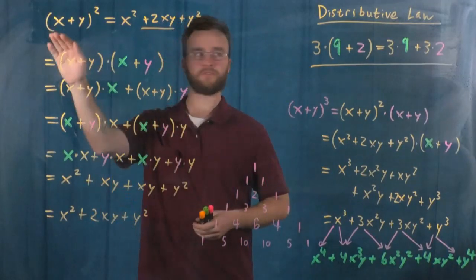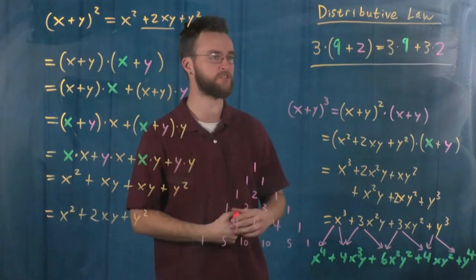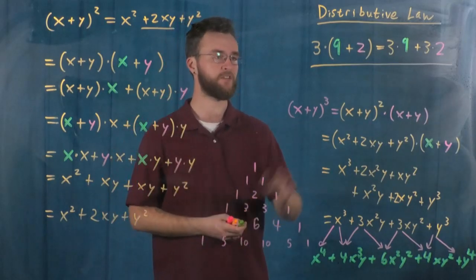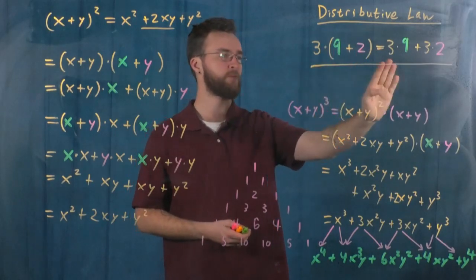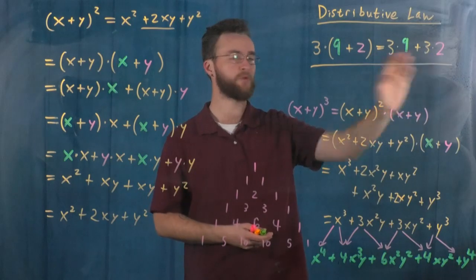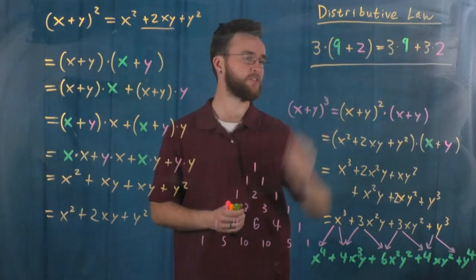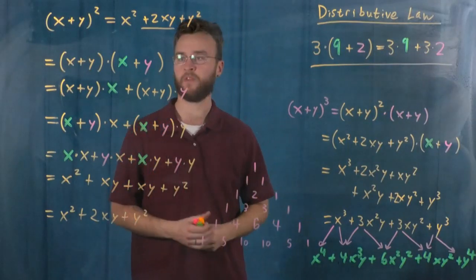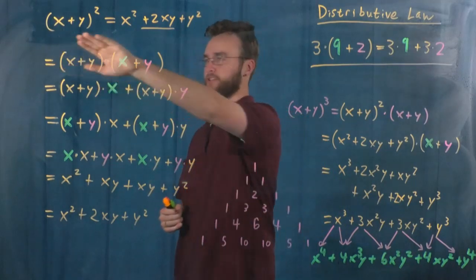The formula here comes from the distributive law, which usually doesn't give anyone too much trouble. The distributive law just says that if you have one number being multiplied by a sum, you can distribute the first number across the sum to both numbers. In other words, 3 times 9 plus 2 is the same thing as 3 times 9 plus 3 times 2. You can use that law to work out what this thing should be.